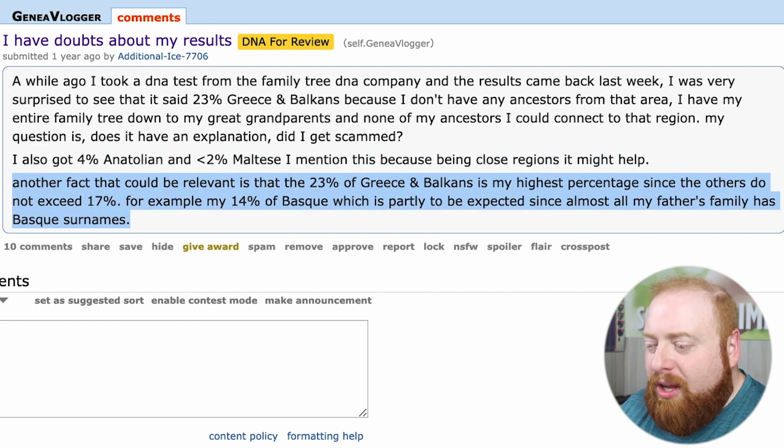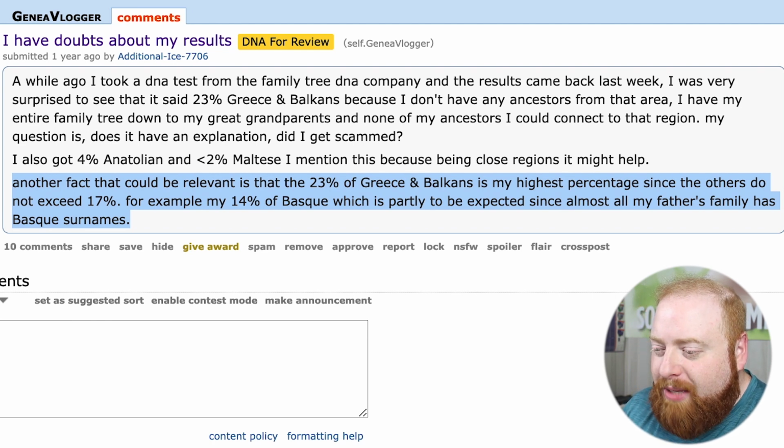I mention this because being close regions, it might help. Another fact that could be relevant is that the 23% of Greece and Balkan is my highest percentage since the others do not exceed 17%. For example, my 14% of Basque, which is partly to be expected since almost all of my father's family has Basque surnames. So this question is going to be a tough one to answer because there's not a whole lot of information that OP's giving us. Unfortunately, I wish they gave us the full percentages breakdown because that gives us an idea.